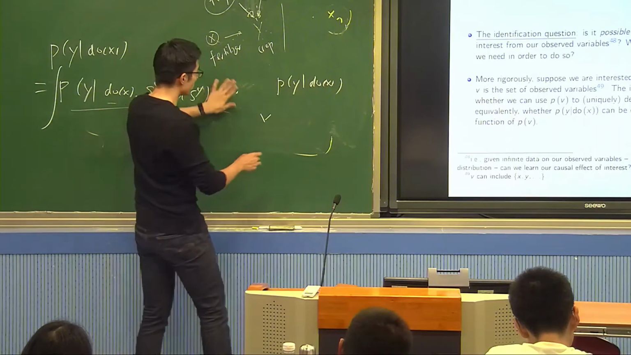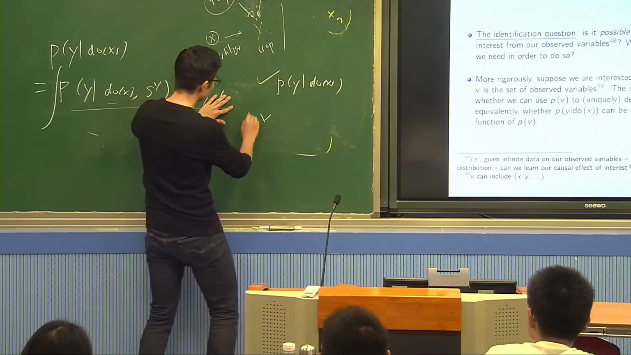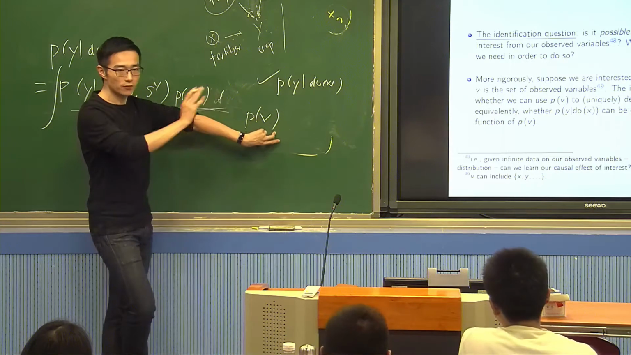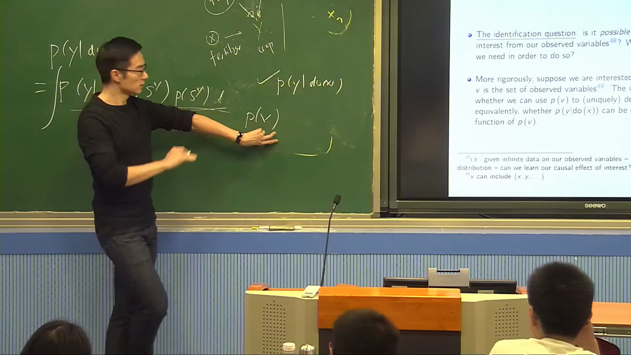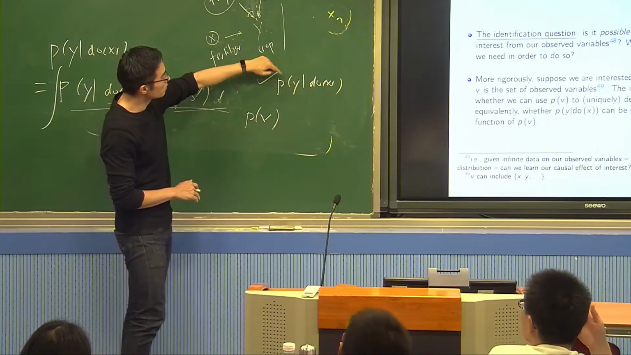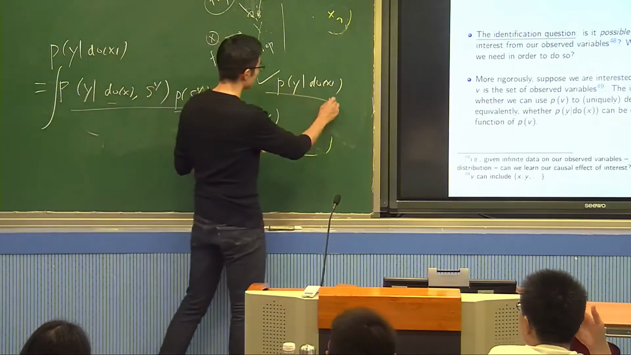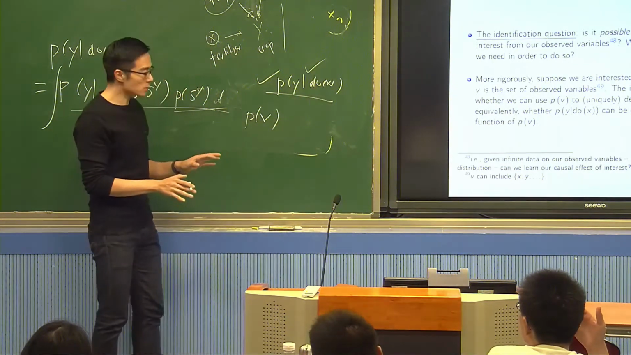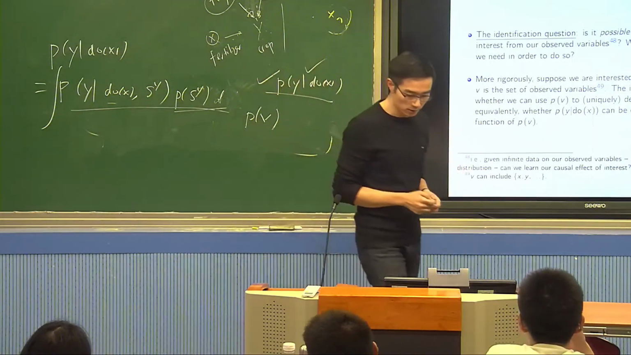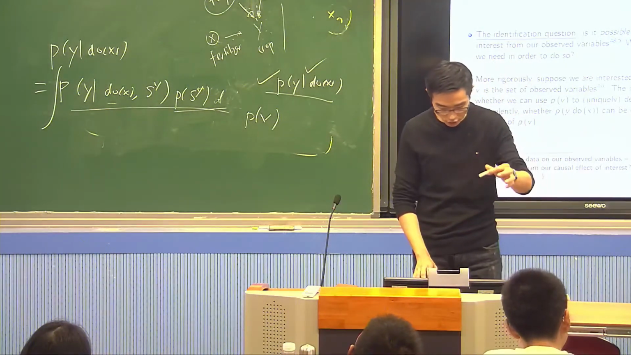So the identification question is: can I uniquely determine this by observing the distribution of V? Because I assume that I observe all of V, the underlying population. If I do that, can I actually uniquely learn the probability of Y given do(X)? If it is possible, then we say this causal effect is identified. If it's impossible, then this causal effect is not identified. If it's not identified, nothing we can do. But if identified, then we can go ahead and try to estimate it. So that's why we say it's a two-stage process.